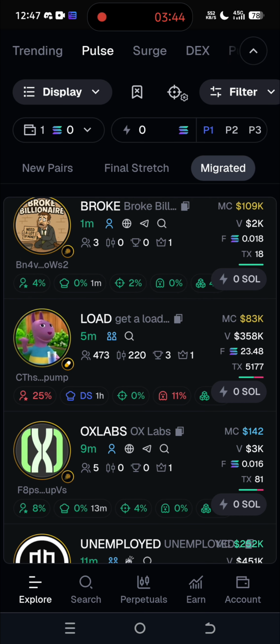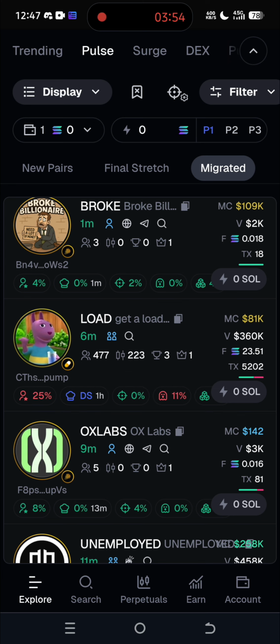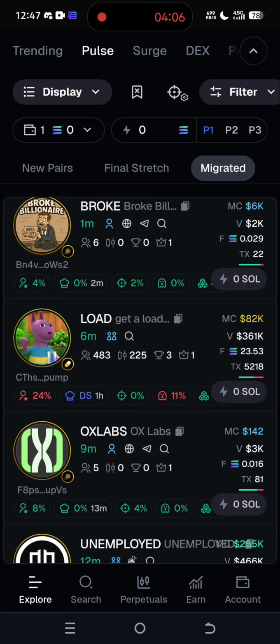You don't need to use the platform it was created in, or something like AXIOM, to buy them. Once you have the CA, just go to the exchange and buy them. Right here on migrated, we have a lot of traders that are ready to trade. That's why it's safer, because the token has now been exposed to a larger, wider audience. So migrated becomes safer to trade.